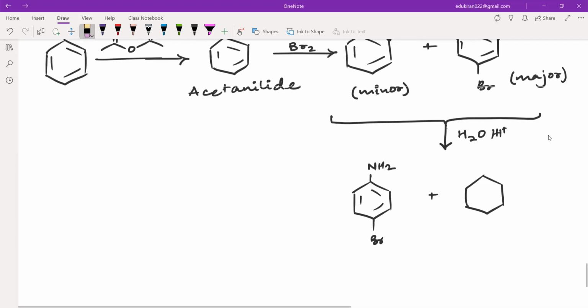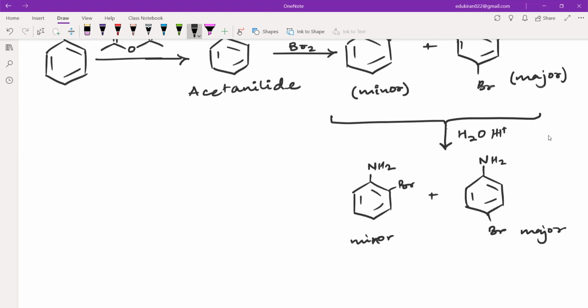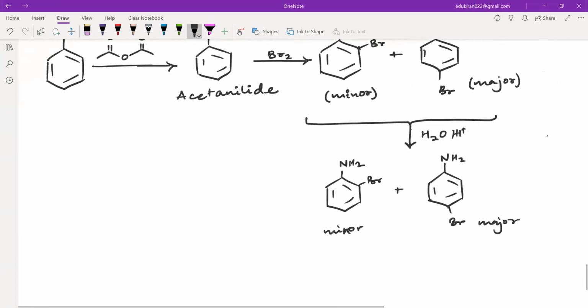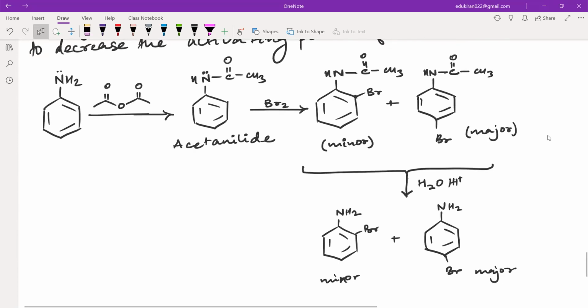Oops, यहाँ पे हम ये लिख देते हैं, sorry. Here I should write ortho just to be consistent. Here I should write para just to be consistent. And here this will be minor. This will be major. Okay, so please write this down. Let me know if you're done. So this is H2O and H plus. Or you can also use H2O in the presence of OH negative.